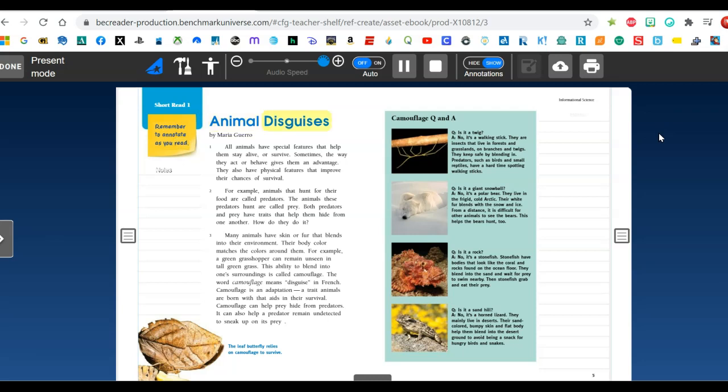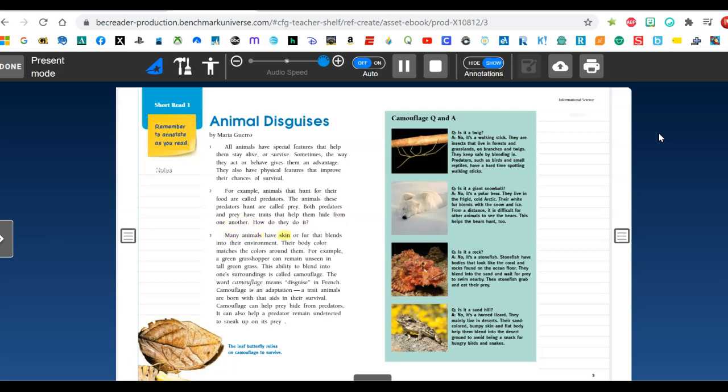Animal Disguises by Maria Garrow. All animals have special features that help them stay alive or survive. Sometimes the way they act or behave gives them an advantage. They also have physical features that improve their chances of survival. For example, animals that hunt for their food are called predators. The animals these predators hunt are called prey. Both predators and prey have traits that help them hide from one another. How do they do it?